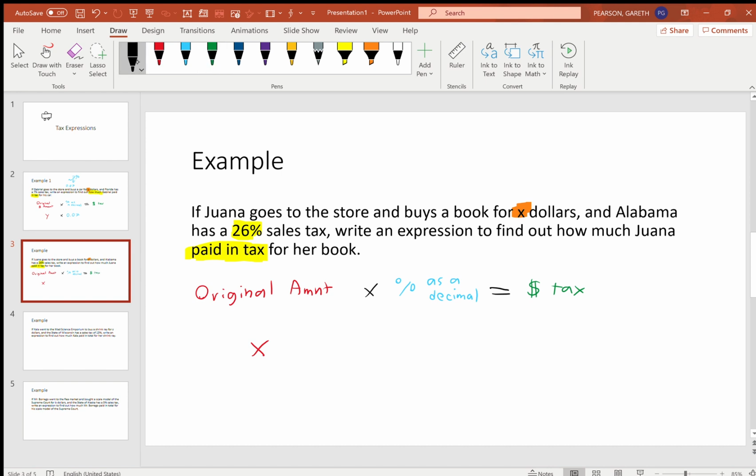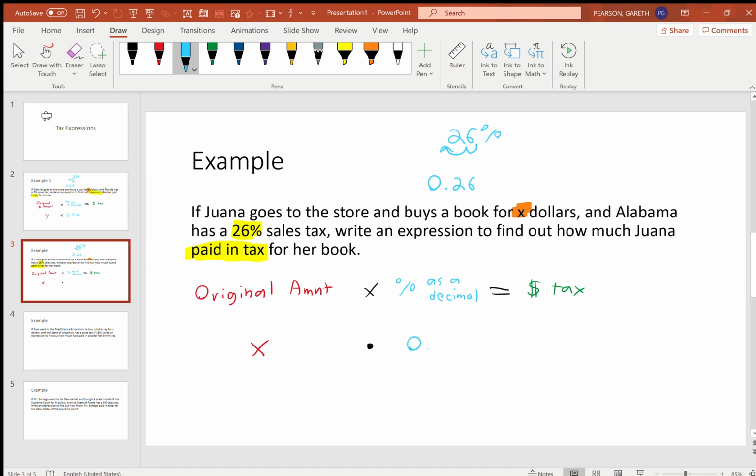So this is going to be X times, remember that you can use this symbol for multiplication, but you can also use a dot in the middle for multiplication as well. So X times my percentage as a decimal. Well, 26%, I can take the decimal point, move it 2 spots to the left, that's 0.26.